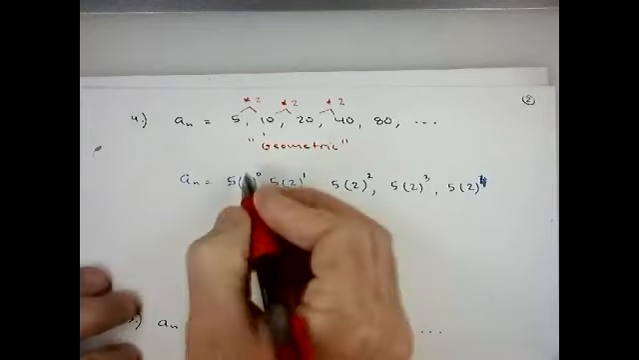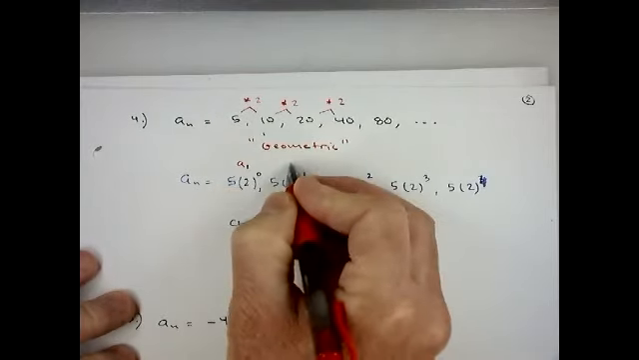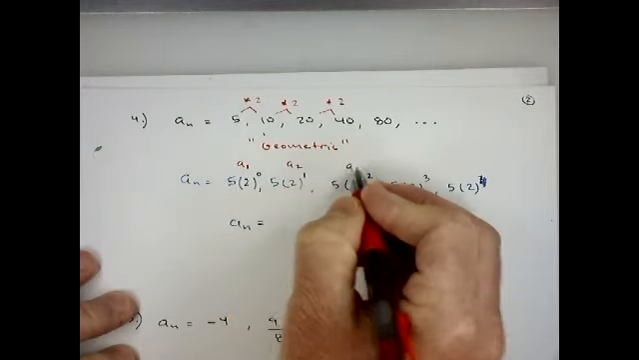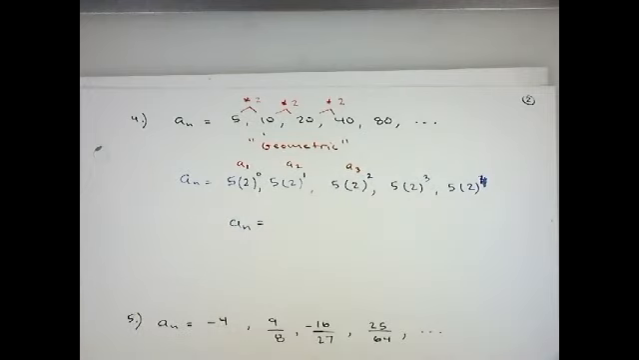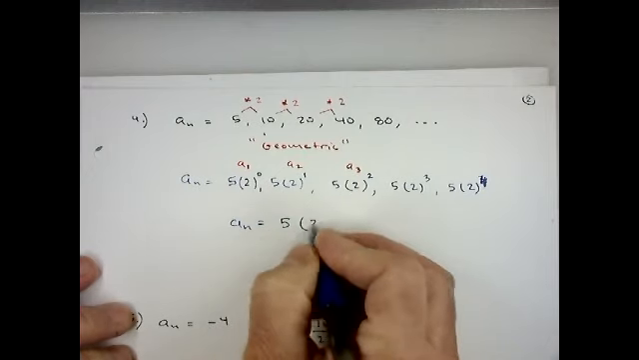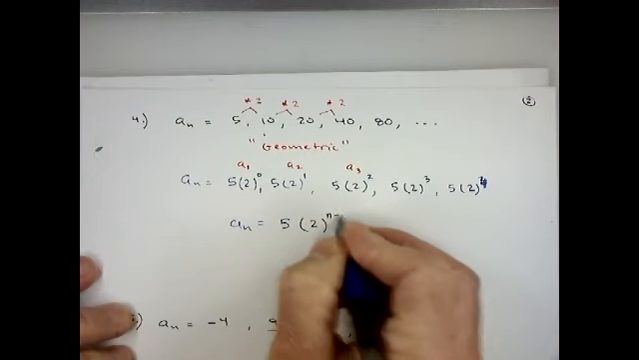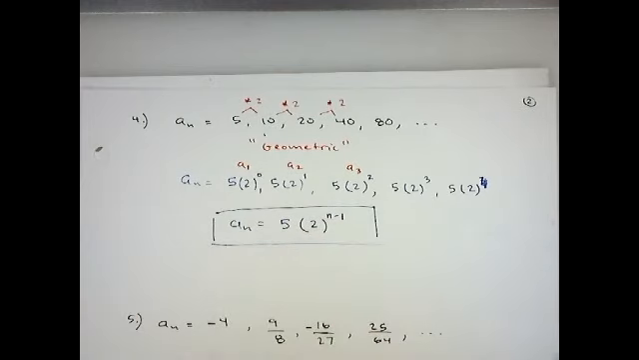Remember, though, that this right here is supposed to correspond to when n is 1, right? That's a sub 1, that's a sub 2, that's a sub 3. So notice your power of 2 is always going to be 1 less than n. So your general formula here is going to be 5 times 2 to the n minus 1.